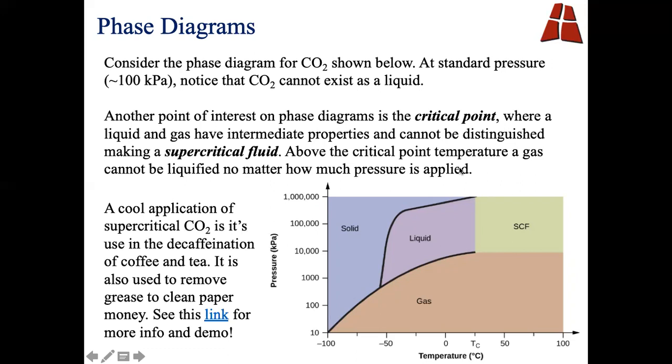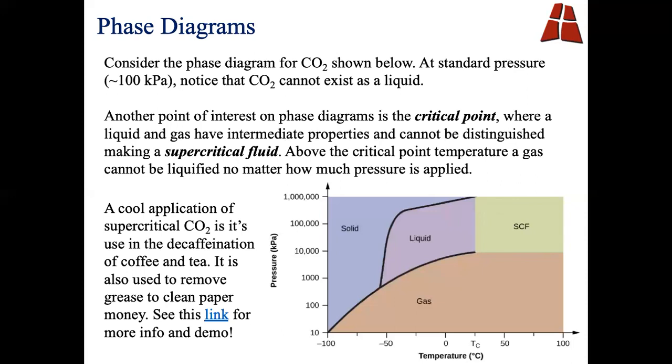Okay. And another point of interest here would be the critical point. This, again, is illustrated as this point right here. It is the point where a liquid and gas have intermediate physical properties between the two, and we cannot distinguish between them being a gas and a liquid. And so we have a different name for that. We would call it a supercritical fluid.